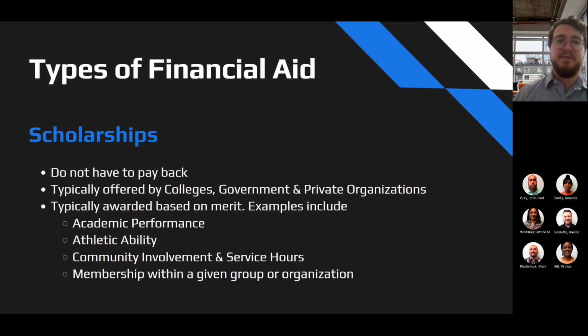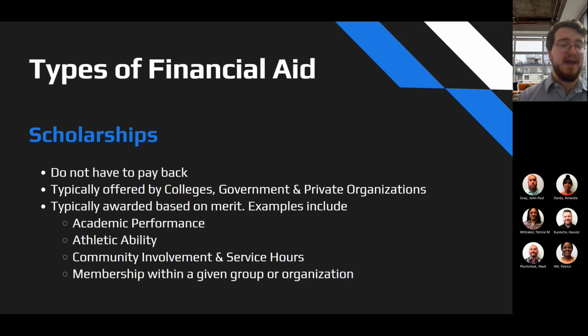And most of the time they are awarded based on performance of some type, or merit. That can manifest itself in various ways. So if you're a student with strong academics, there are many scholarships offered by colleges or state government. Usually if someone has a strong grade point average or meets a certain test score, or a combination of the two, universities will usually have money set aside for those students.